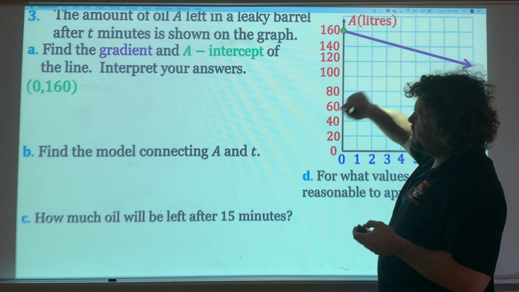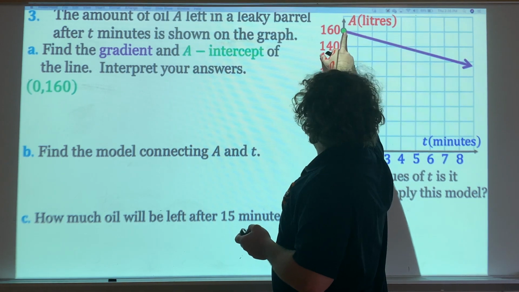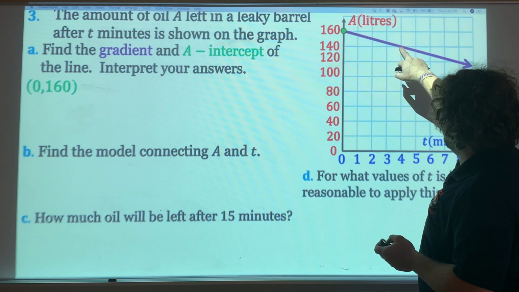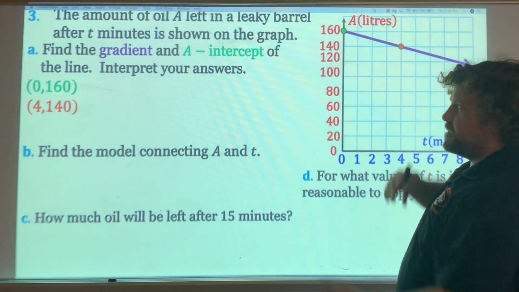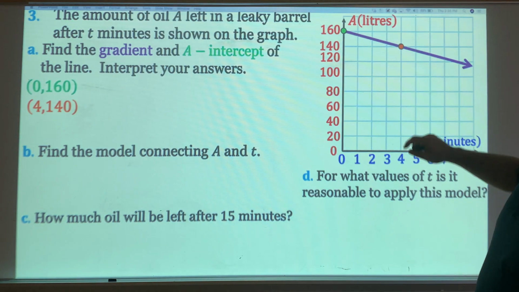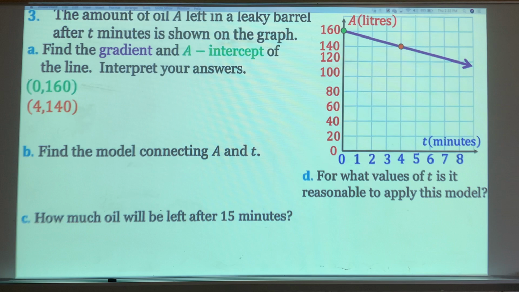First thing, I'll find the a-intercept. That's the 160. And then I'm going to pick a point where it meets again. I'd probably pick this point right here. I like to pick where they meet perfectly, so it's nice and clean. So that's 140. Gradient. The formula for slope is y2 minus y1 over x2 minus x1.